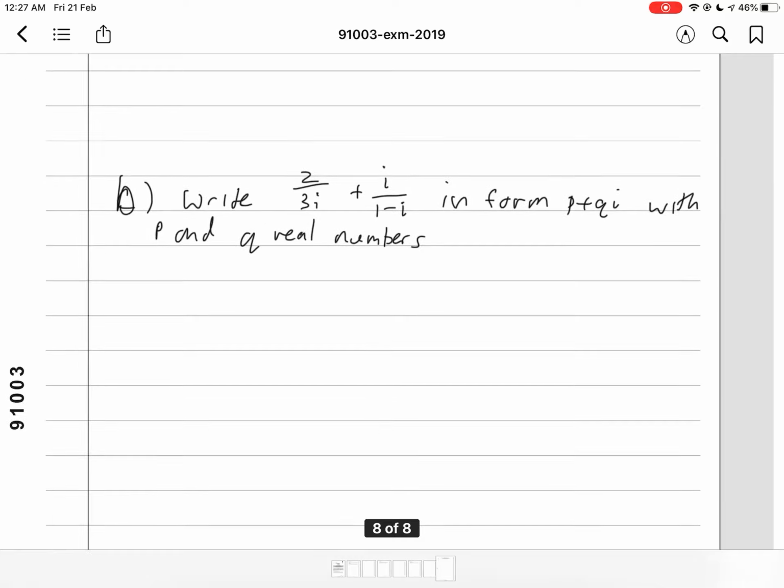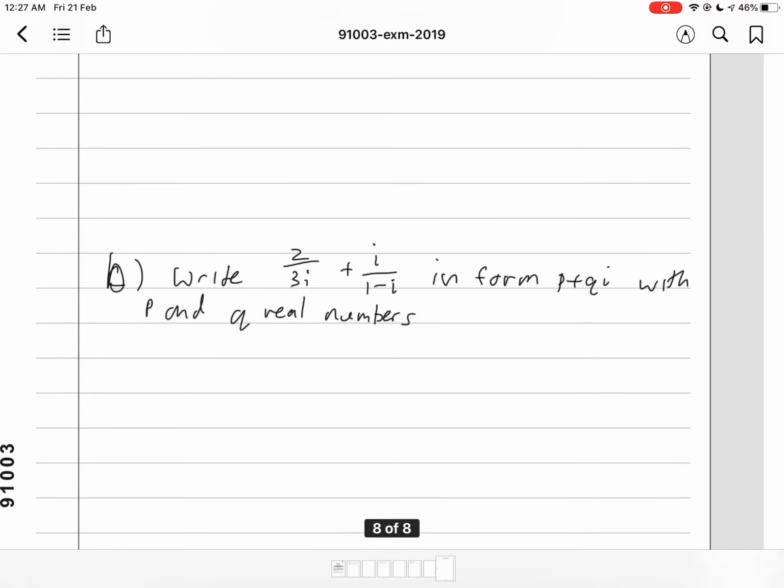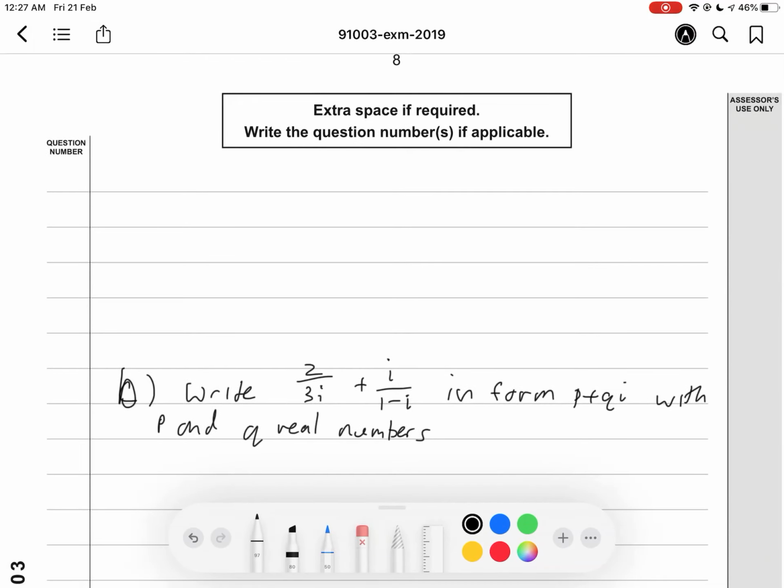Question B: write 2 over 3i plus i over 1 minus i in the form p plus qi, with p and q as real numbers. Okay, we'll start up here. So we'll say 2 over 3i plus i over 1 minus i.